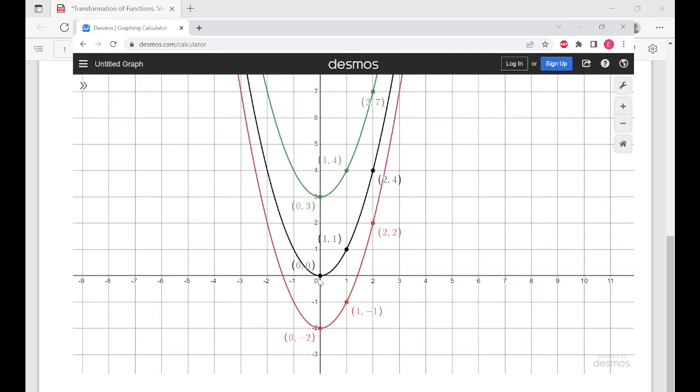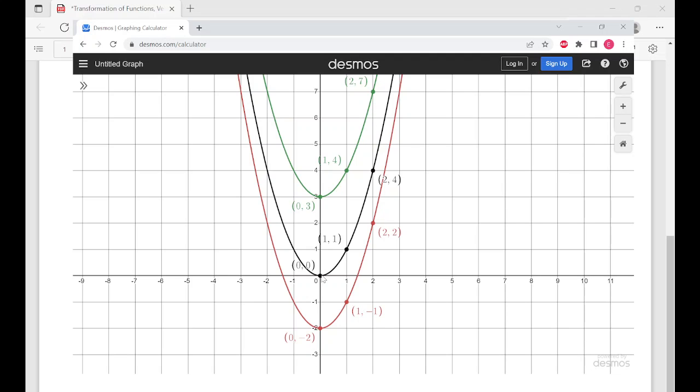And in green, we have the function shifted 3 units up. So instead of 0, 0, it's 0, 3. So we just added 3 to the y value. And instead of 1, 1, we have 1, 4. Again, add 3 to y. And then 2, 7, we just added 3 to 4. So everything gets shifted up 3 units.